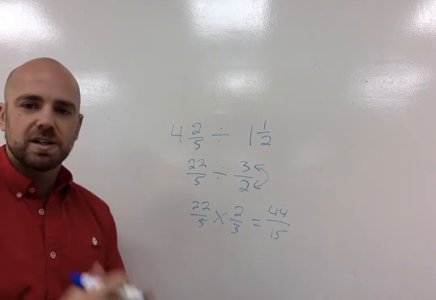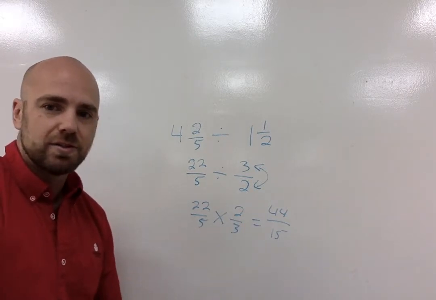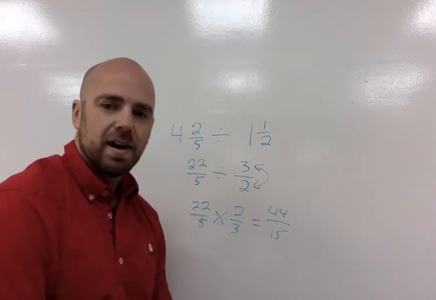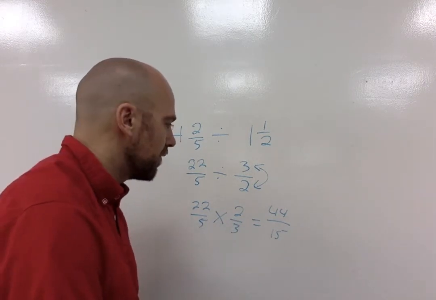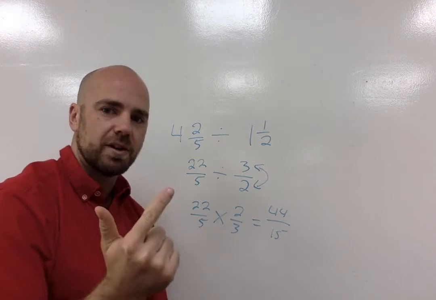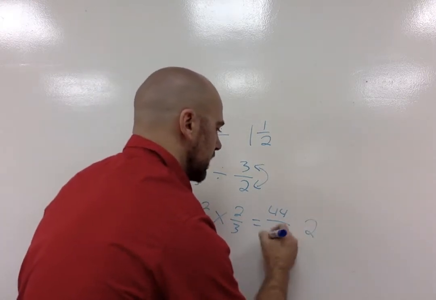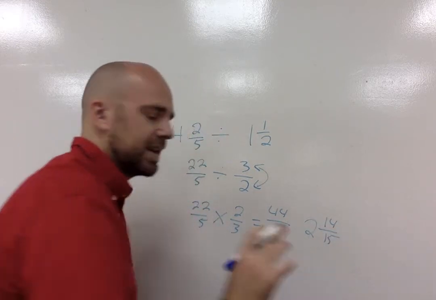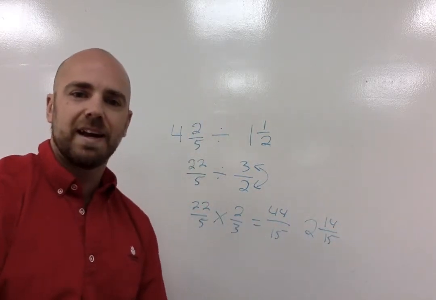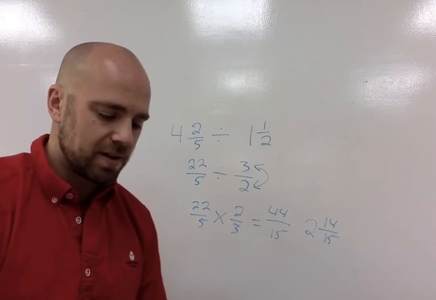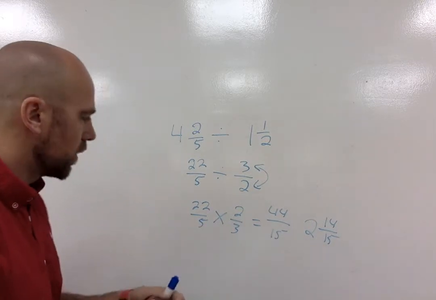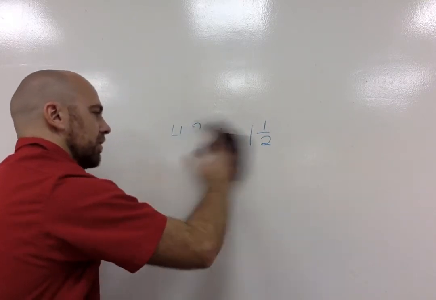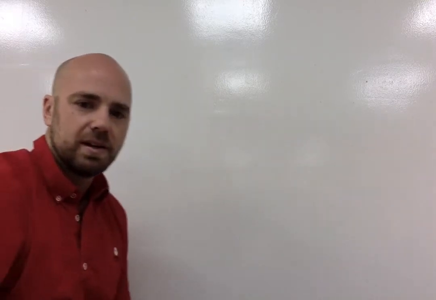Now I can try to simplify it and change it back into a mixed number. So I can see how many times 15 can come out of 44. Well, 15, 30, so 2. If I subtract 30, I'm left with 14 over 15, and I technically can't simplify it anymore, so I'm done. So that's the first question. The second one that I'm going to go over is going to be a little bit different.